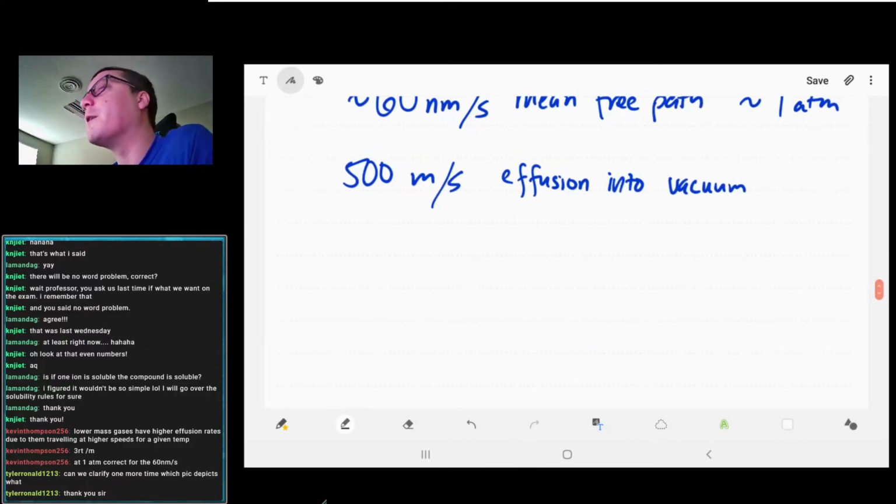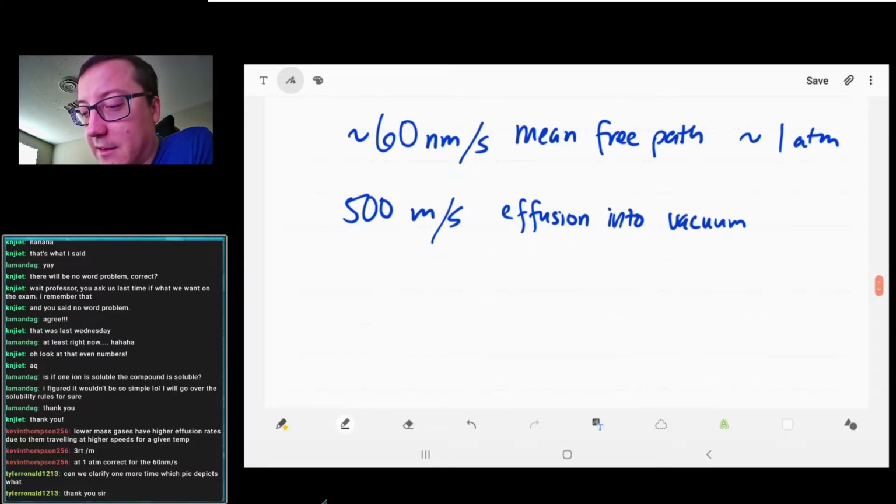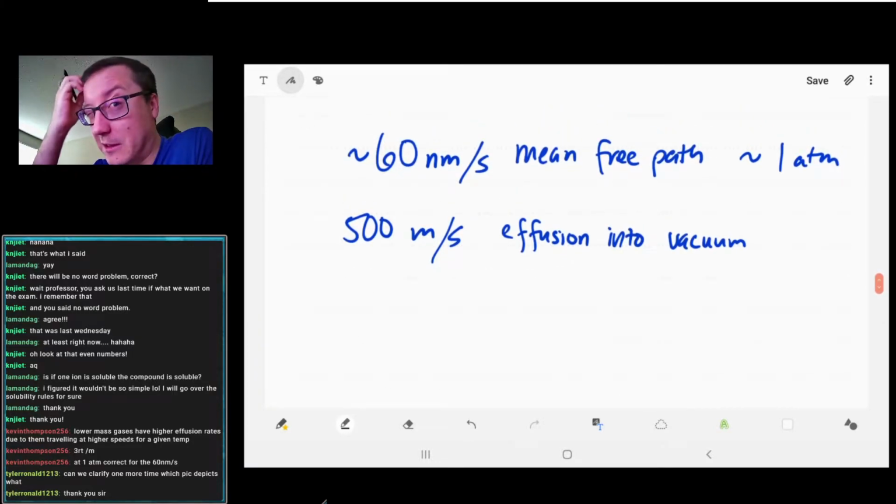So if you think about the balloon example, if your balloon has hydrogen inside of it, there's not really hydrogen in the air around us. So it's effusing out of that balloon, and then it is diffusing through the air. It's a really fine line between them.